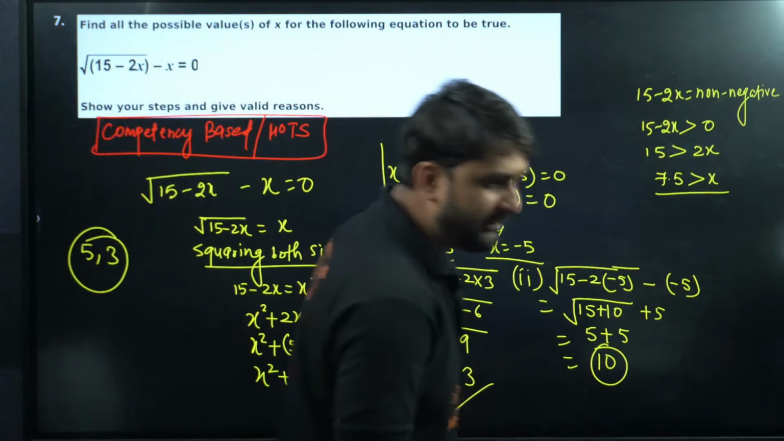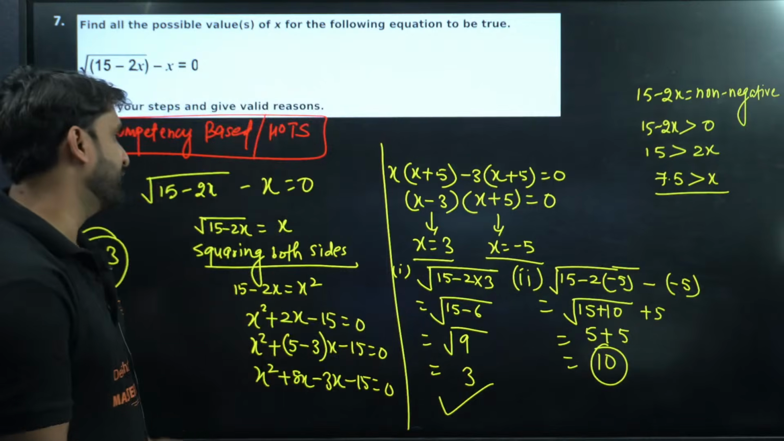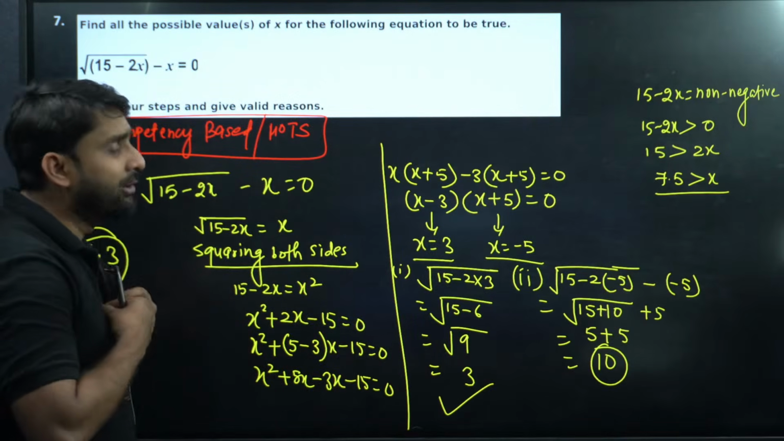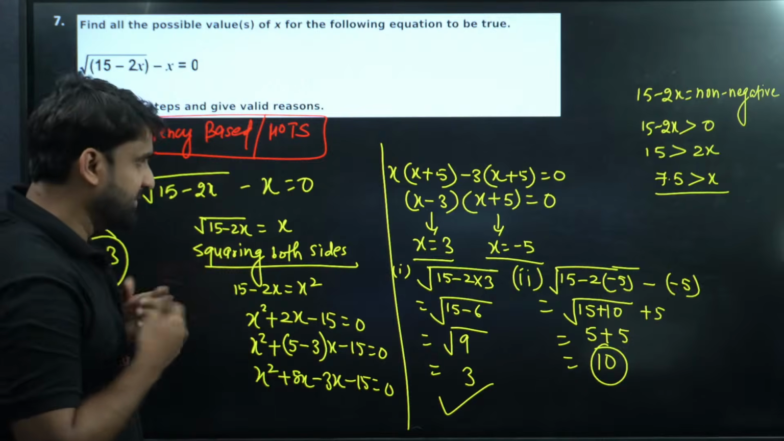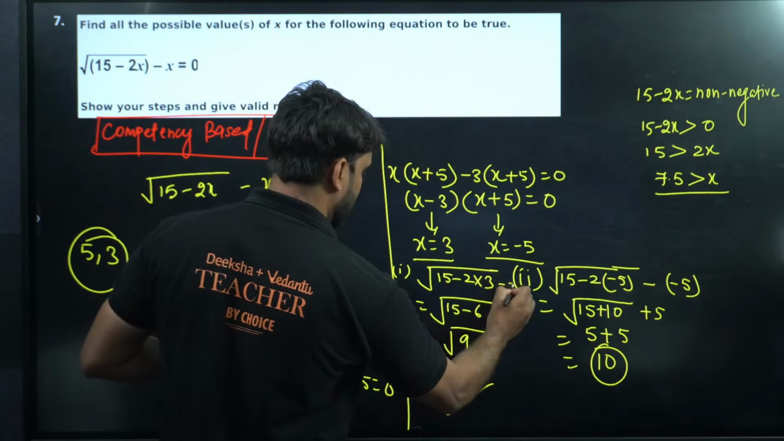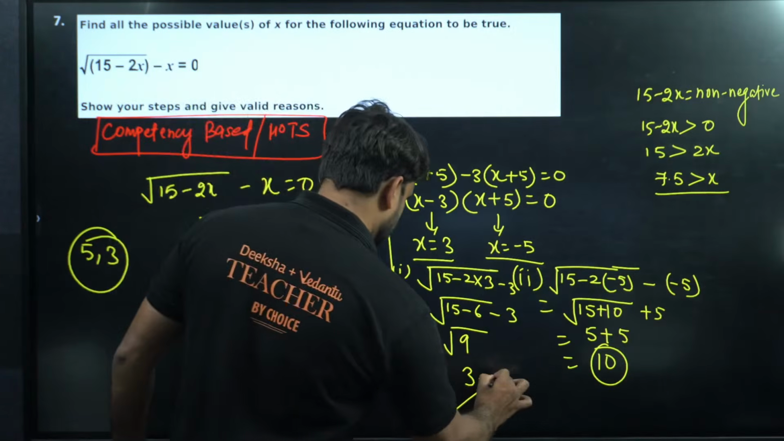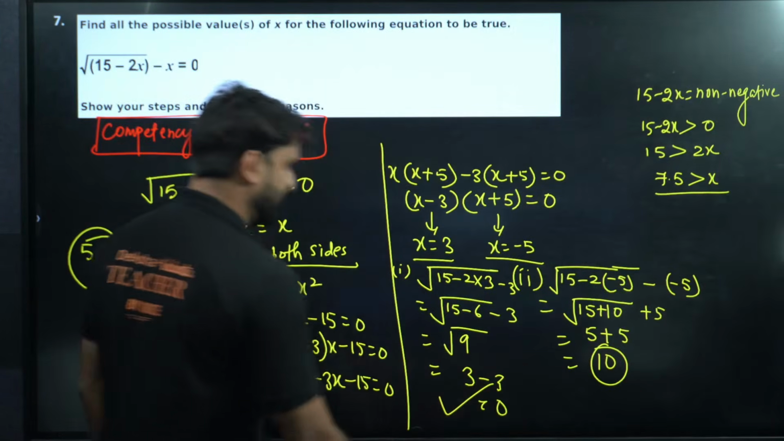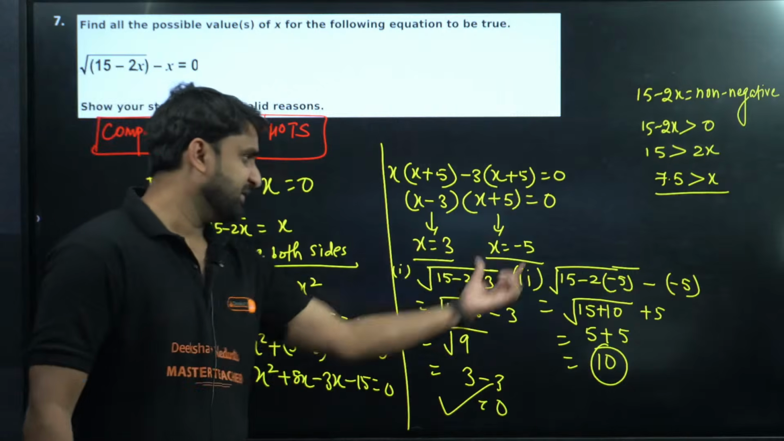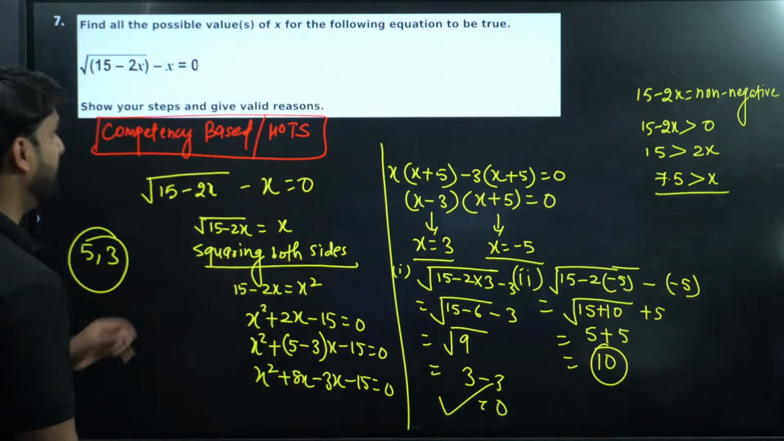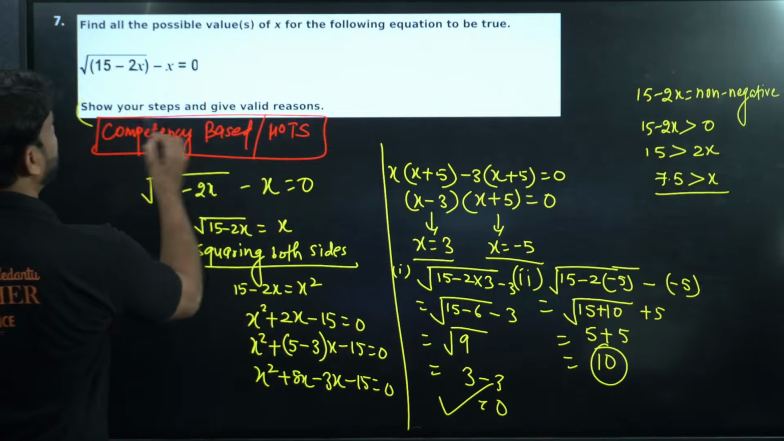Yes, anyone, any problem? I hope this question is clear to you all. Listen, champion, this is minus 3 here. Root 9 means 3, and 3 minus 3 will be 0. So this value is satisfying. This is not satisfying. So the correct answer is x equals 3. Show your steps and give valid reasons.